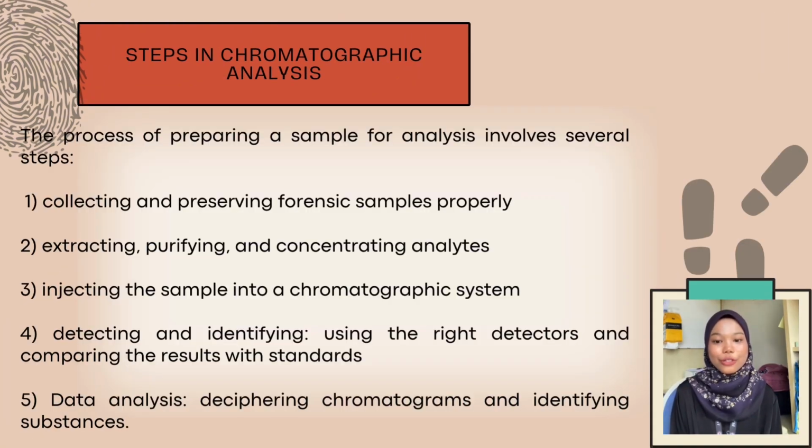Next, let's move on to steps in chromatographic analysis. The process of preparing a sample for analysis involves several steps. First is collecting and preserving forensic samples properly. Second is extracting, purifying, and concentrating analytes. Third is injecting the sample into a chromatographic system. Next, detecting and identifying using the right detectors and comparing the result with standards. Last but not least, data analysis, deciphering chromatograms and identifying substances.